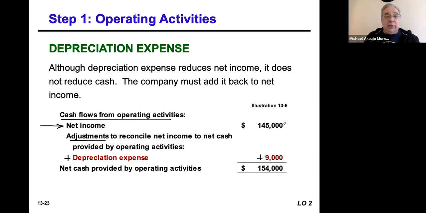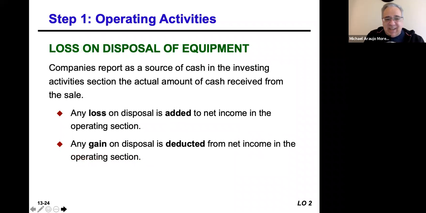Well, yes, under the accrual system, that's correct. Under the cash system, no cash went out. We're adding it back. Okay, so we're adding back depreciation expense. The second thing we're doing is reversing any losses or gains that we had to declare on our income statement under the accrual system.